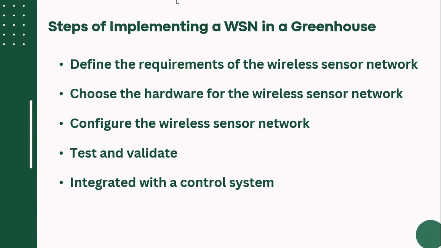Then sensors need to be installed at appropriate locations throughout the greenhouse, such as different heights and different zones, to ensure comprehensive coverage of the environmental conditions. The third step is to configure the wireless sensor network, which includes setting up the wireless communication protocol, assigning unique IDs to each sensor node, and configuring the data transmission rates. The fourth step is testing and validation, and finally integrating with a control system to automate greenhouse operations. We need to connect with actuators and a specific control system.